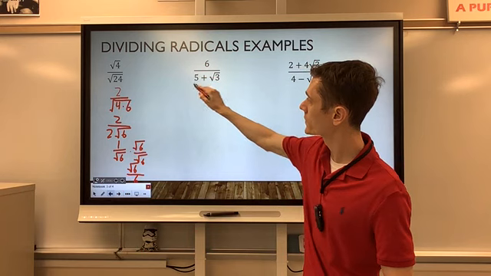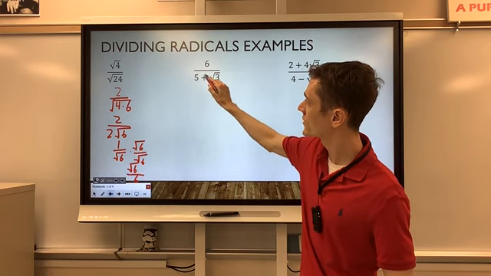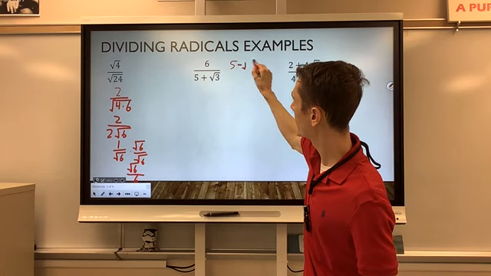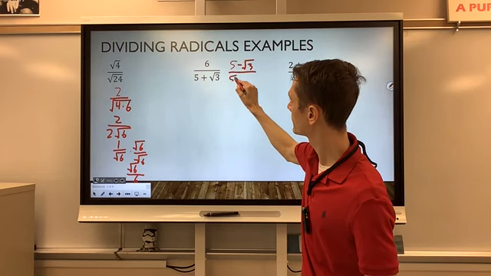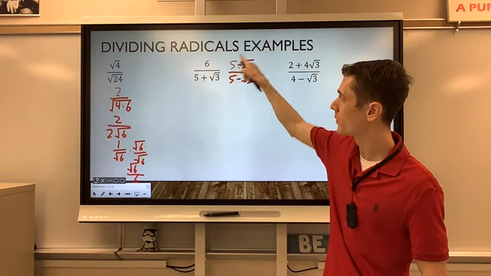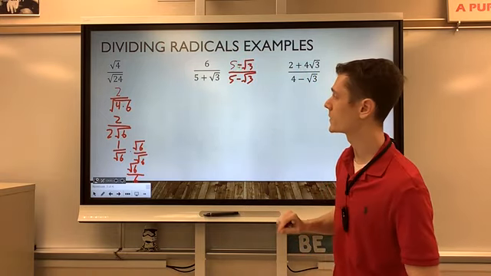So I have two terms. What I need to do is just change the sign in between the two terms. So that's going to be 5 minus root 3. You need to multiply that on the numerator and denominator, because that way technically we're multiplying by 1, so we're not changing the value of anything.